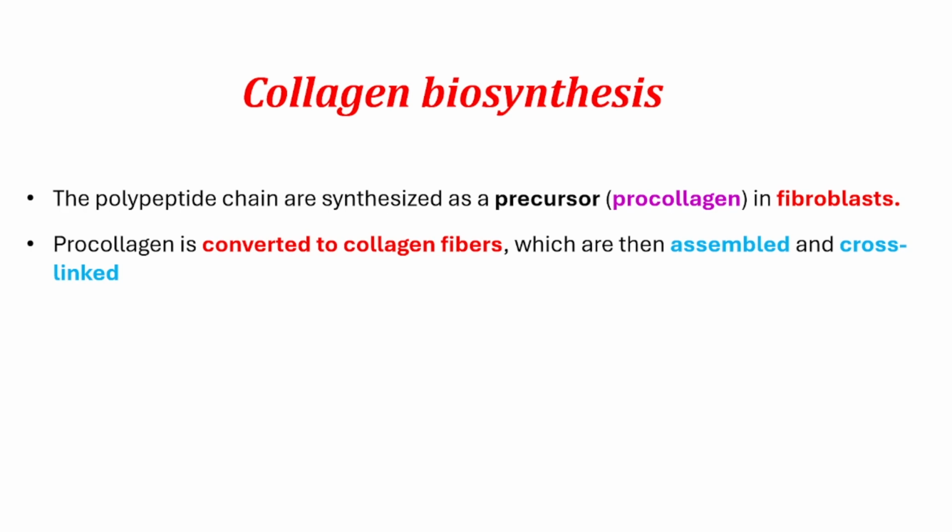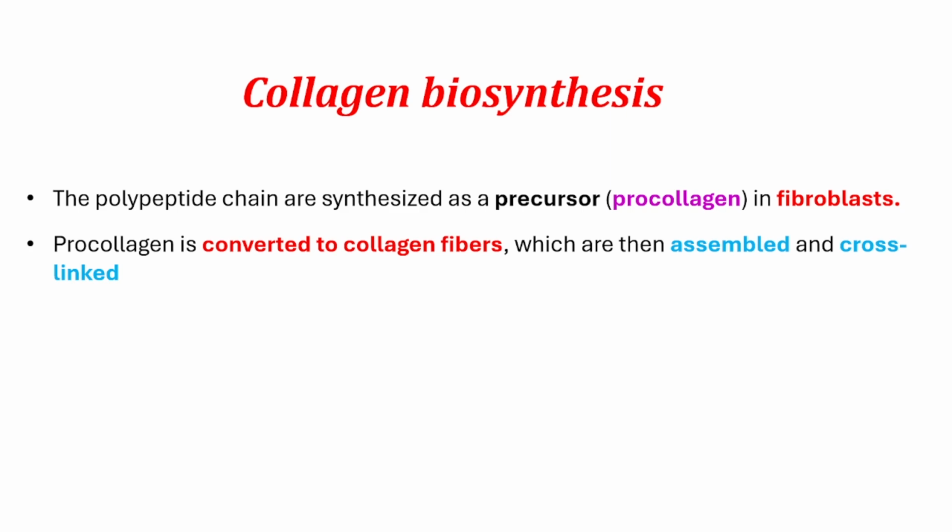Synthesis of collagen, how our body synthesizes collagen. So the collagen is synthesized by cells which are called fibroblasts. So they synthesize the collagen as a precursor, which afterwards will transform into collagen, okay? So the precursor is called procollagen. So the fibroblasts will synthesize procollagen, and then this collagen will form what we call the collagen fiber.